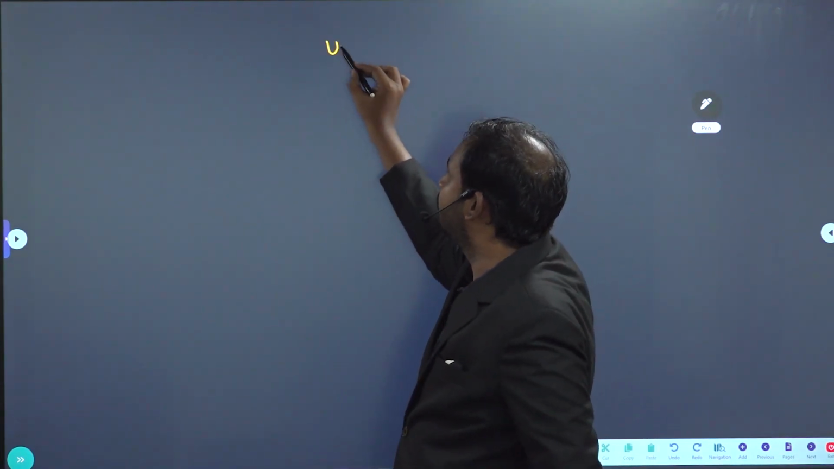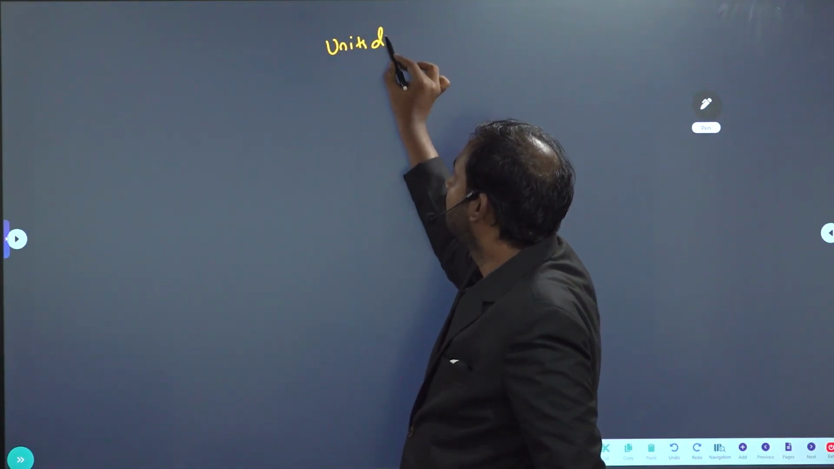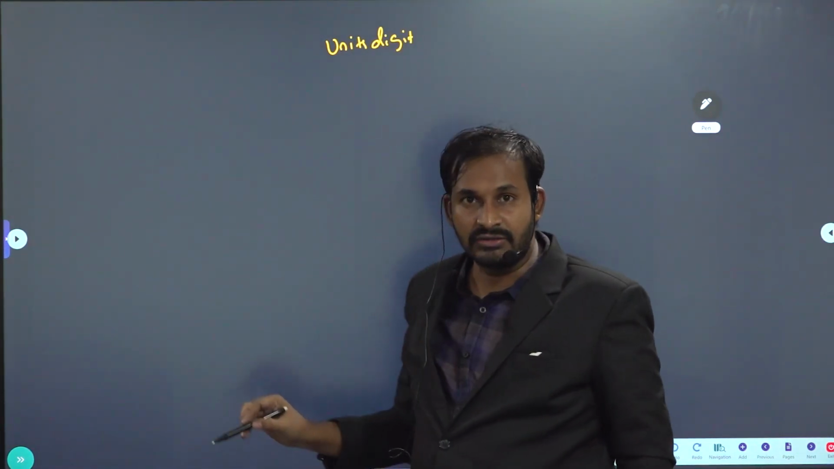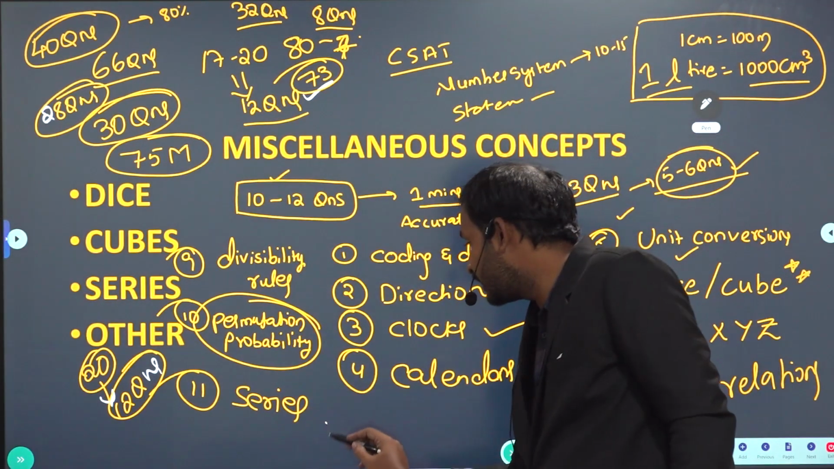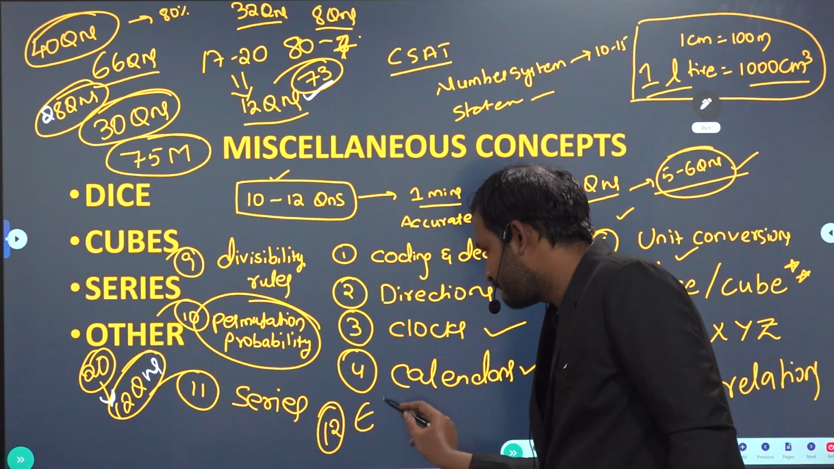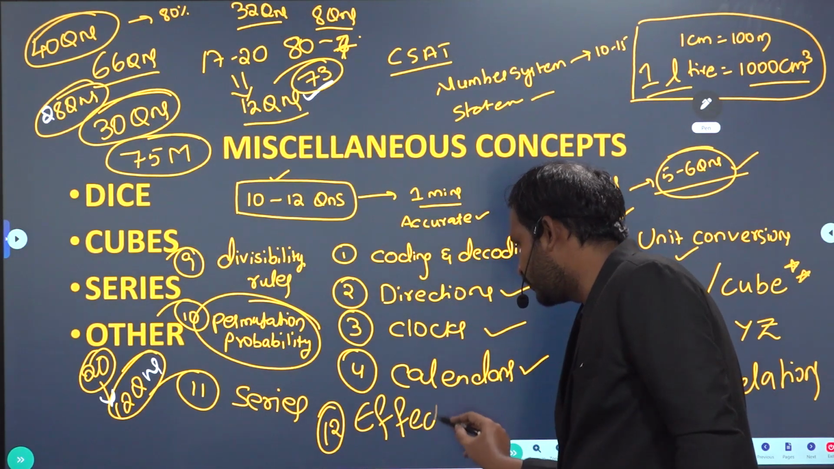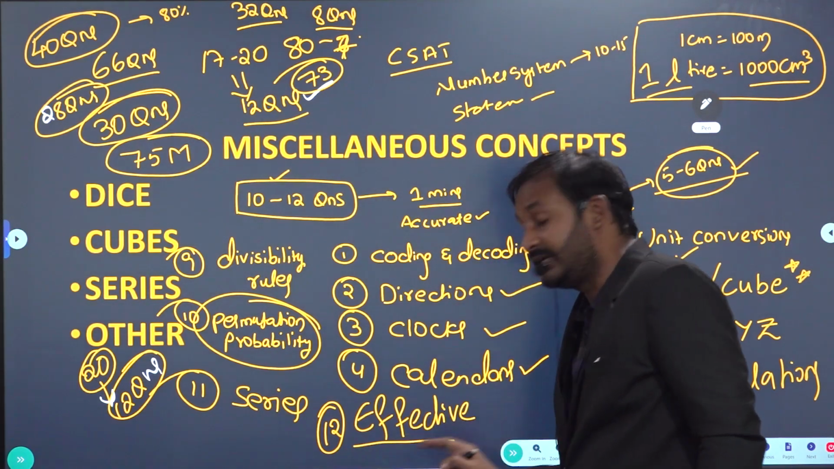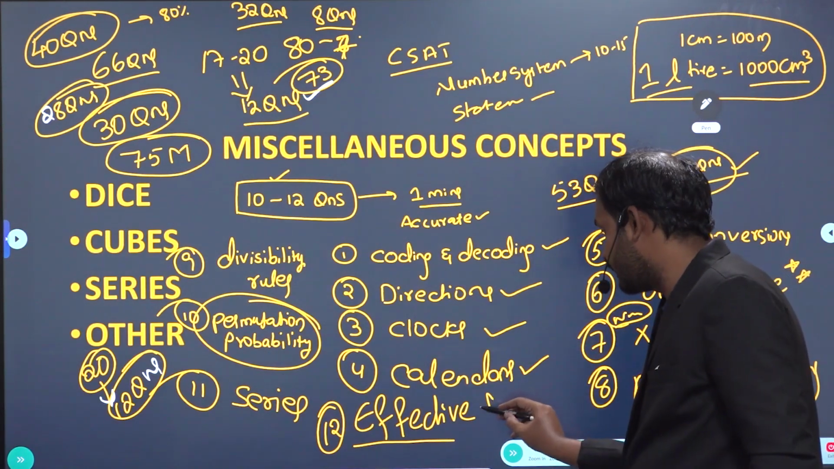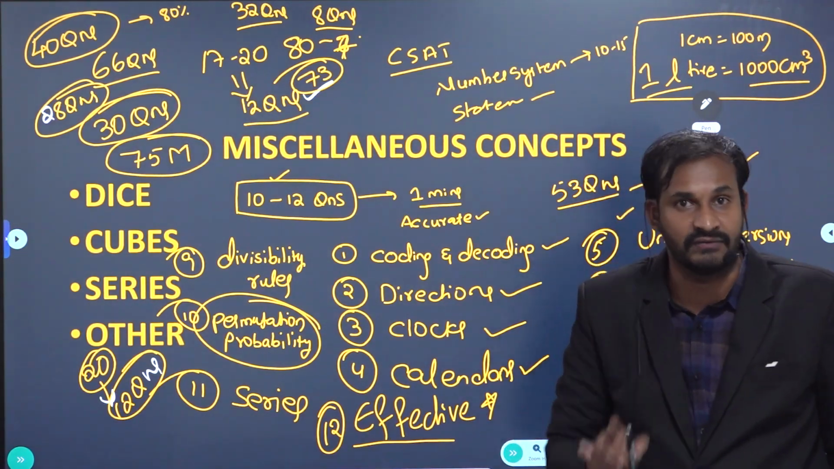If the questions are from the units digit concept. Understood? Units digit concept. In this one, I forgot to add one more important one: effective percentage. Questions based on effective percentage. Very simple, students. Definitely they will ask one question from this effective percentage. You should not lose that one also.